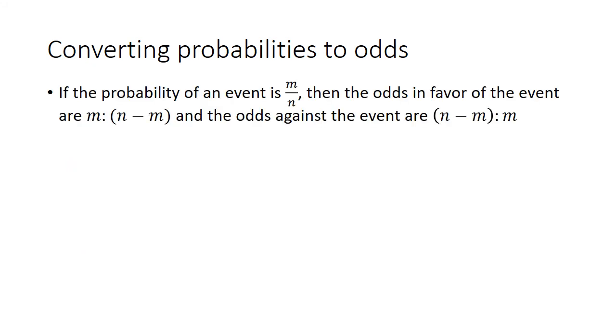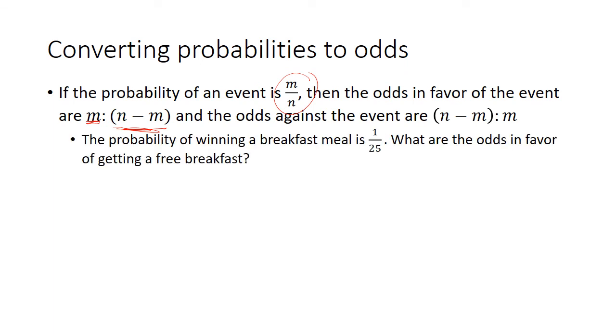So let's go from probabilities to odds. If the probability of an event is given as a fraction m over n, then the odds in favor of the event, you would put your m in front, and then you subtract the two to get your odds against. Okay? So the probability of winning a breakfast meal is 1 in 25. So what are the odds in favor? This is my m, so it's going to go in front. And then my n on the bottom, minus my m goes right here, so it'd be 1 to 24.